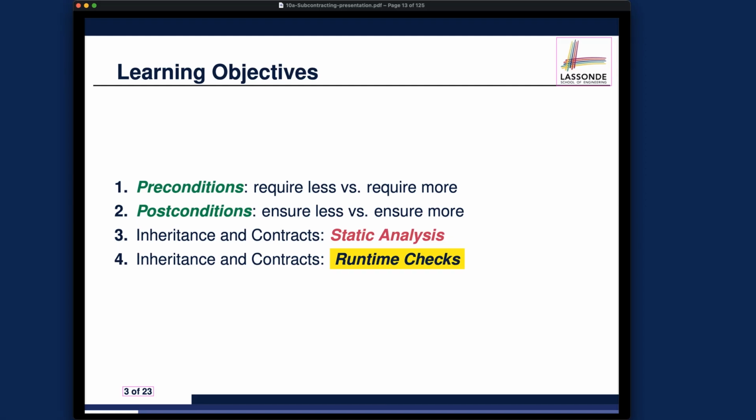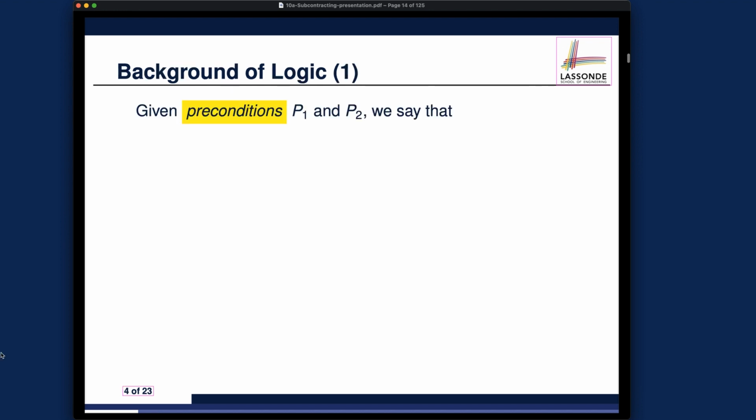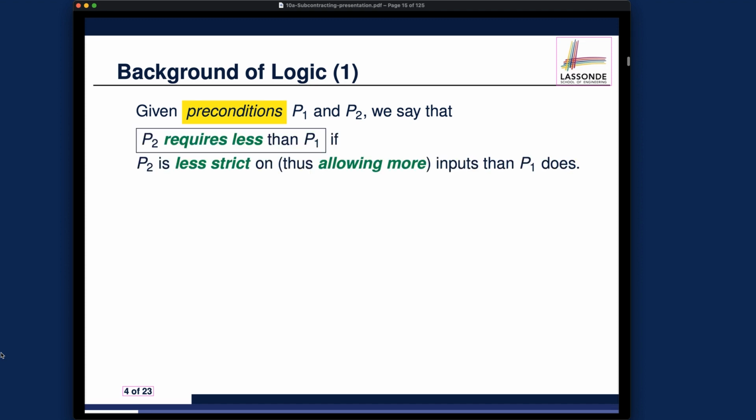Let's discuss the precondition first. So let's say we are given two preconditions, P1 and P2. P1 and P2 are simply predicates returning Boolean. We say that P2 requires less than P1. When we say require less, that means we are being more accommodating about the input values. P2 can actually allow more input values than what P1 can allow. That's why P2 requires less than P1.